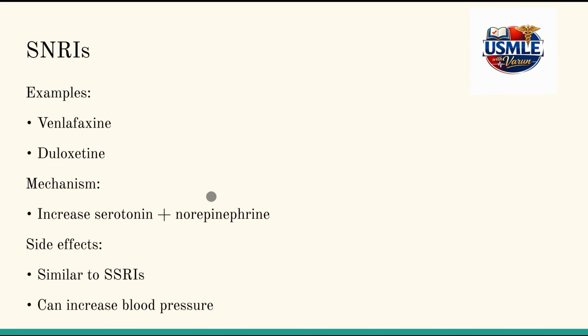SNRIs like venlafaxine and duloxetine increase serotonin and norepinephrine and can cause high blood pressure. And SNRIs also have similar side effects to SSRIs in addition to increased blood pressure.